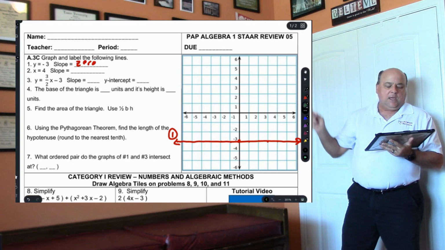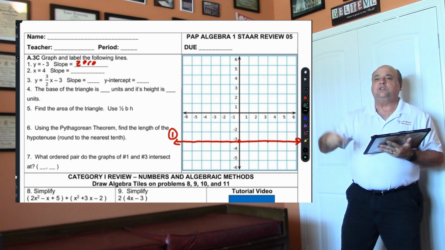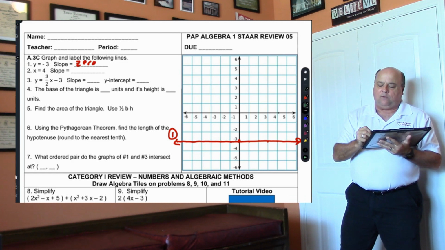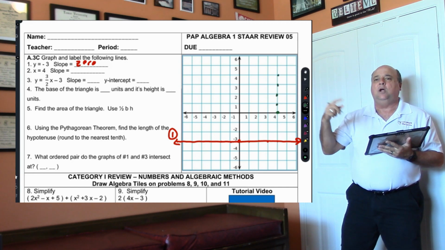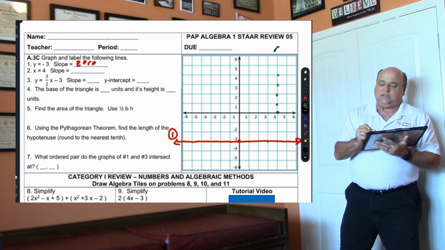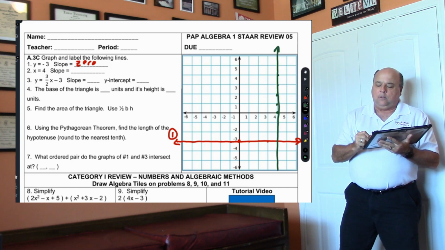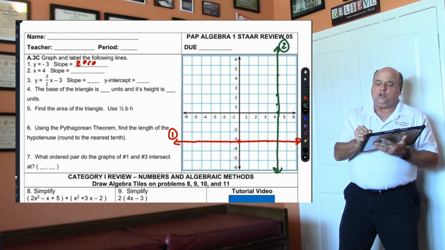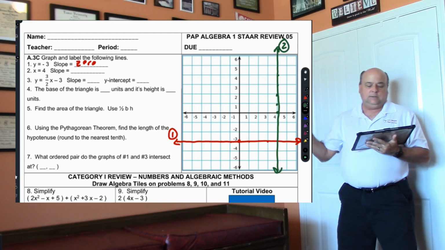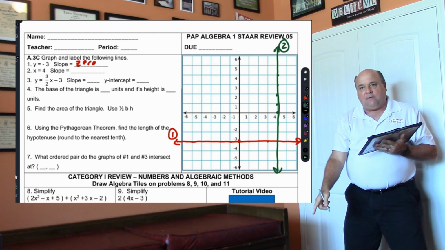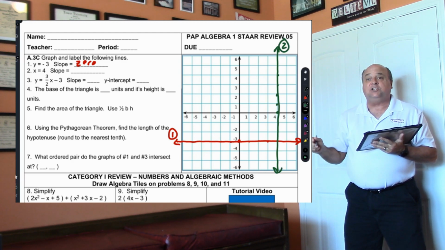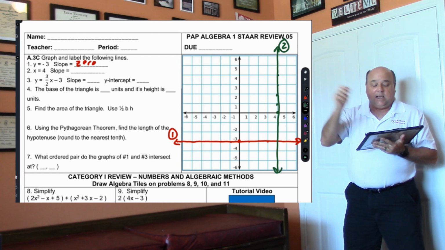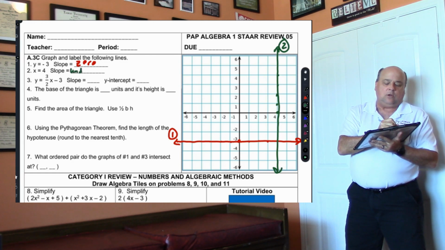Number 2, we got x equals 4. So I need all of my x's to equal 4. So my x is right here at 4. And every time I put a dot going straight up and down, 4 comma 1, 4 comma 2, the x's are always 4. So that's problem number 2. Oh, okay. A vertical line is not a function, is it? Because the x's are repeating. It has an undefined slope.